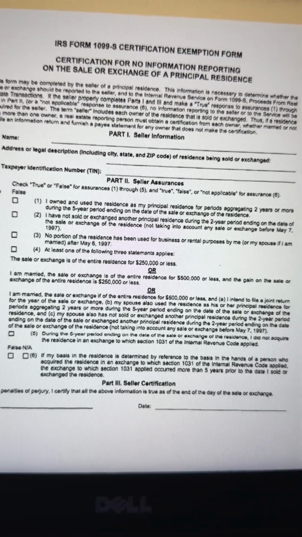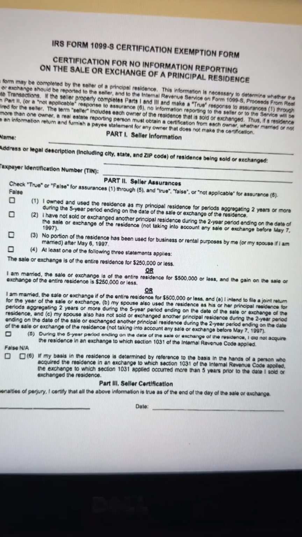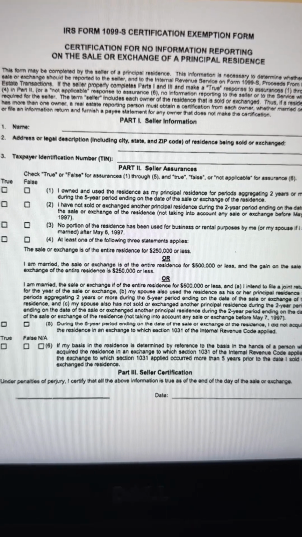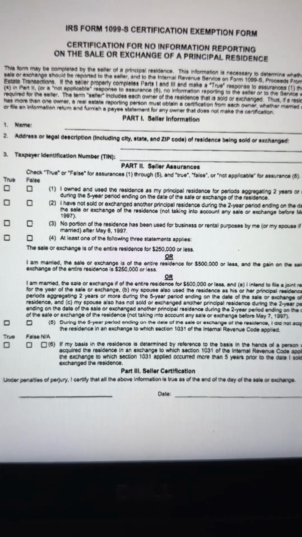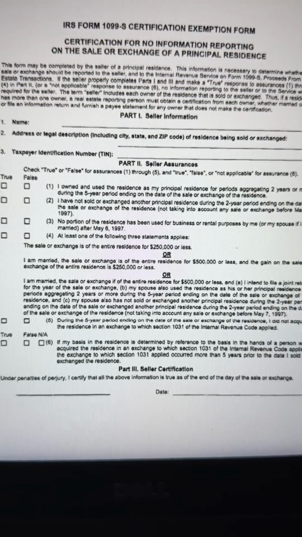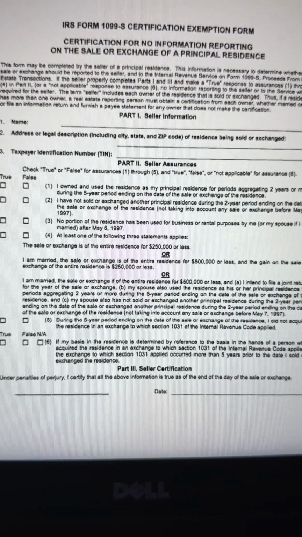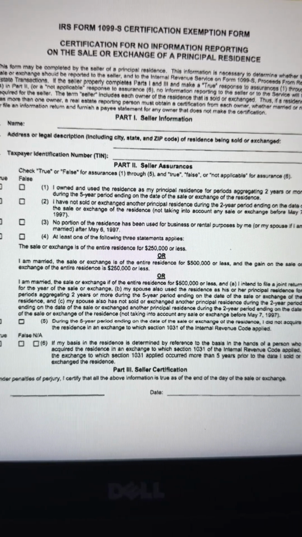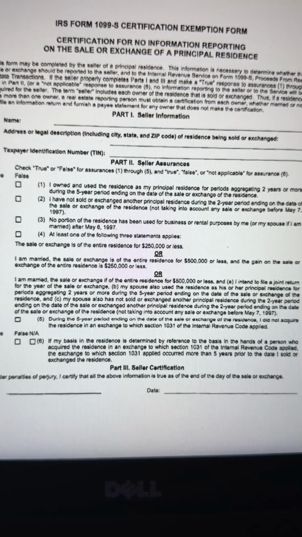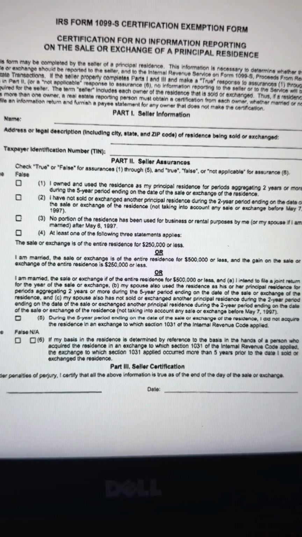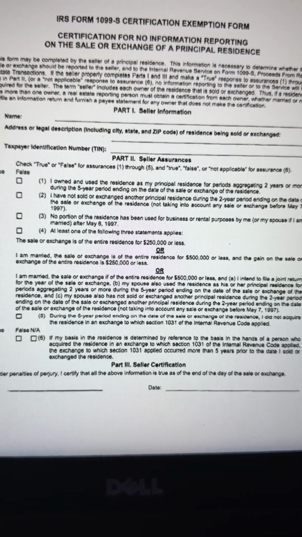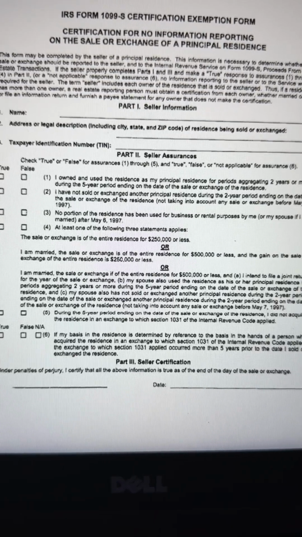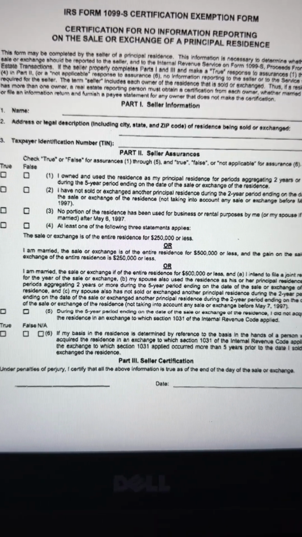The next question goes down to number 5. During the 5-year period ending on the date of the sale or exchange, I did not acquire the residence in an exchange to which Section 1031 of the Internal Revenue Code applied. Most people won't know what 1031 paperwork is. If they purchased this property with 1031 paperwork, then it's going to be false. If they bought it with cash, or they bought it with a loan, they didn't do 1031 paperwork, then that statement's going to be true. They didn't acquire it on 1031.